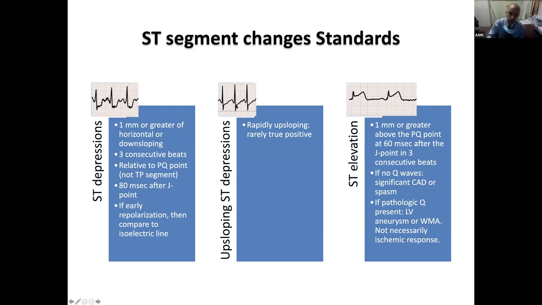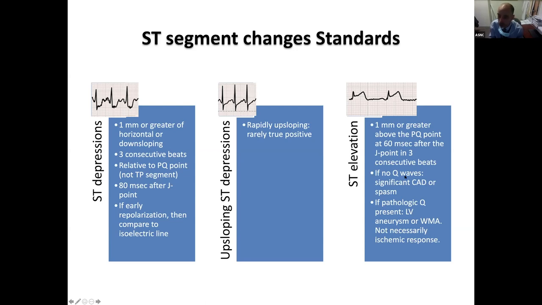You might see this frequently, which is a rapidly upsloping ST segment. You could see it here in the middle of the screen. These are rarely true positive and often have a reduced specificity for ischemia. ST elevations are findings that we usually don't like to see. The main point I'd like to make, if you look at this EKG, is obviously the ST segment elevation, but also to remember that this QRS complex is a non-Q wave complex. So there are no Q waves here, and with that, you're seeing ST segment elevation.